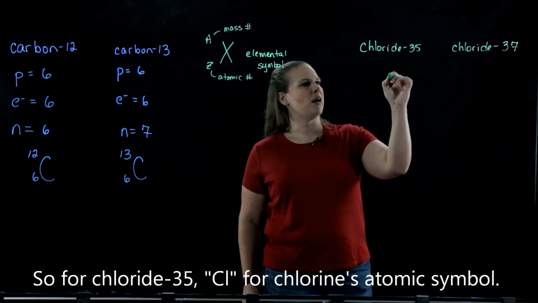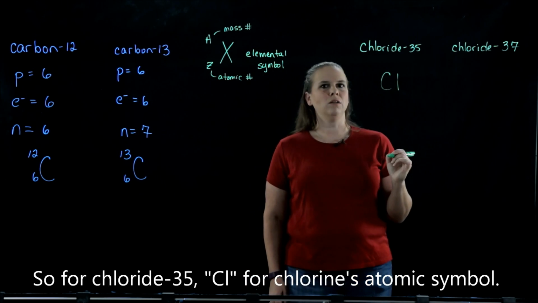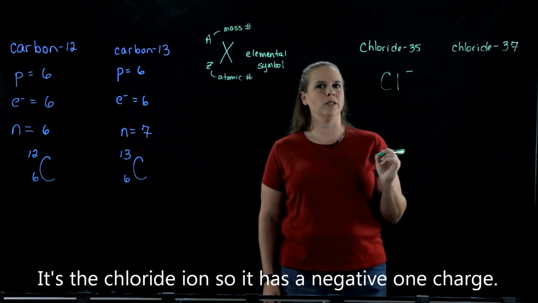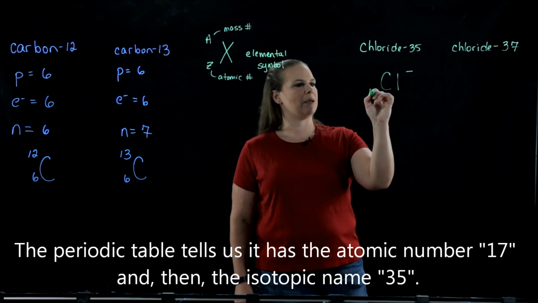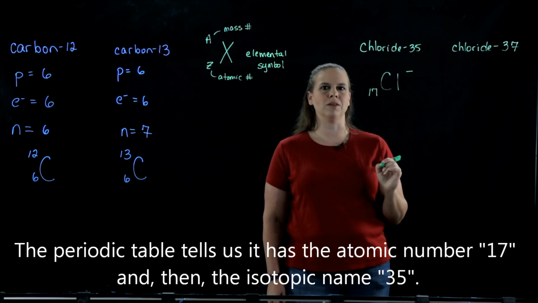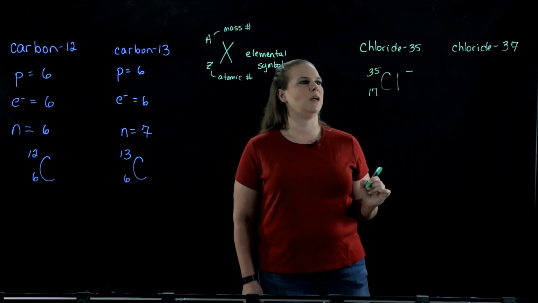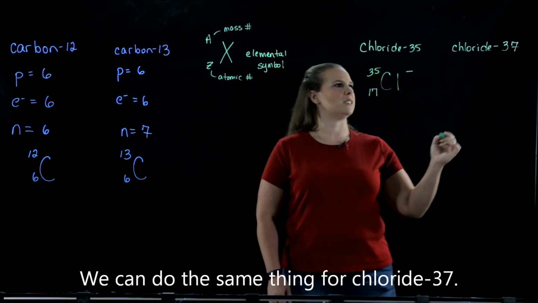So for chloride-35, Cl for chlorine's atomic symbol. It's the chloride ion, so it has a -1 charge. The periodic table tells us it has an atomic number of 17, and then the isotopic name 35. We can do the same thing for chloride-37.